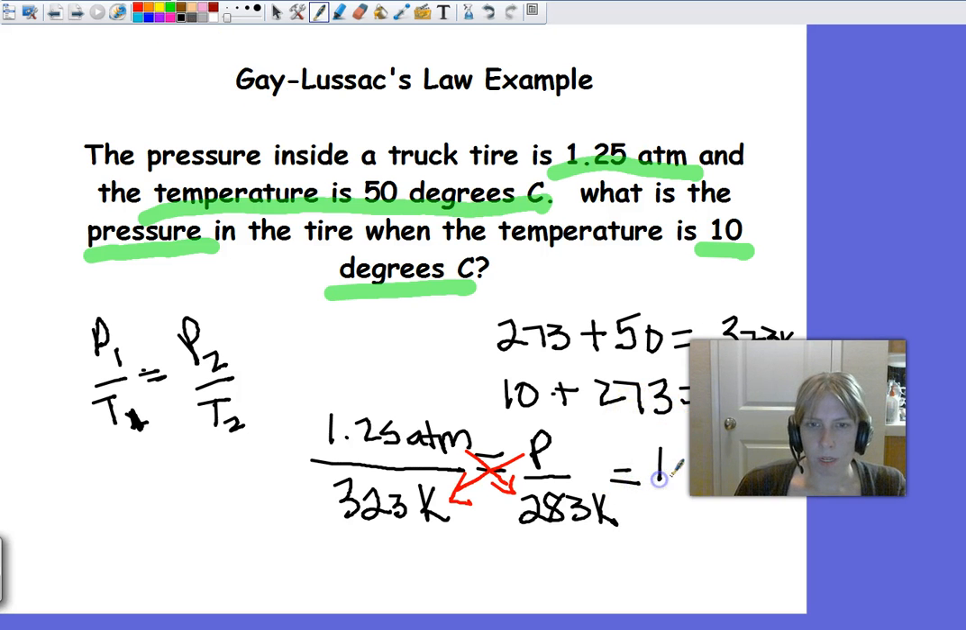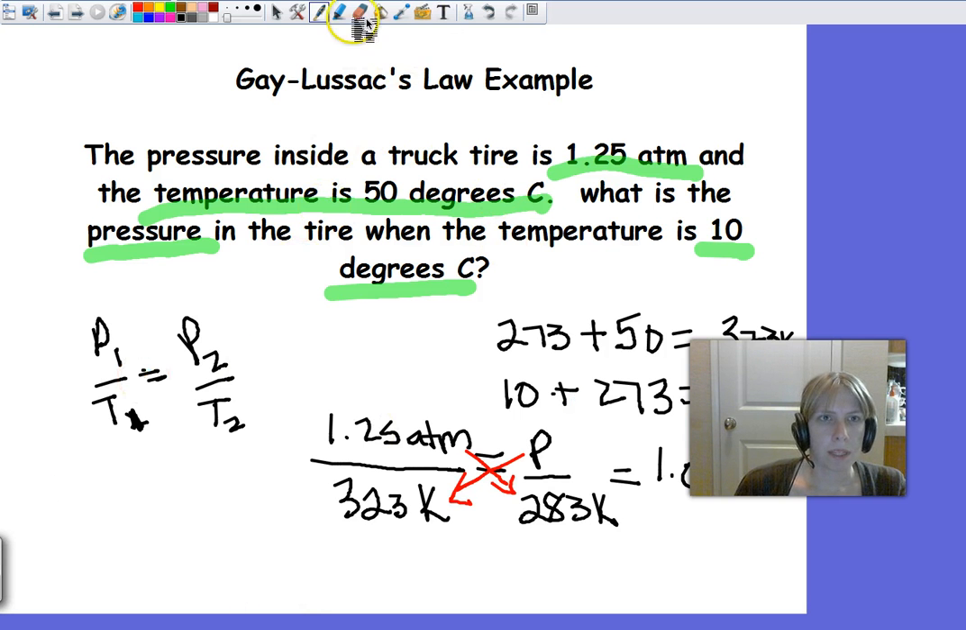Now if I cross multiply again and solve for P, then I'm going to get an answer of 1.095 ATM. So if we look, it got colder, so the pressure went down. So that makes sense. The molecules are moving slower, and therefore they're not hitting the outside as hard, so they're creating less pressure.